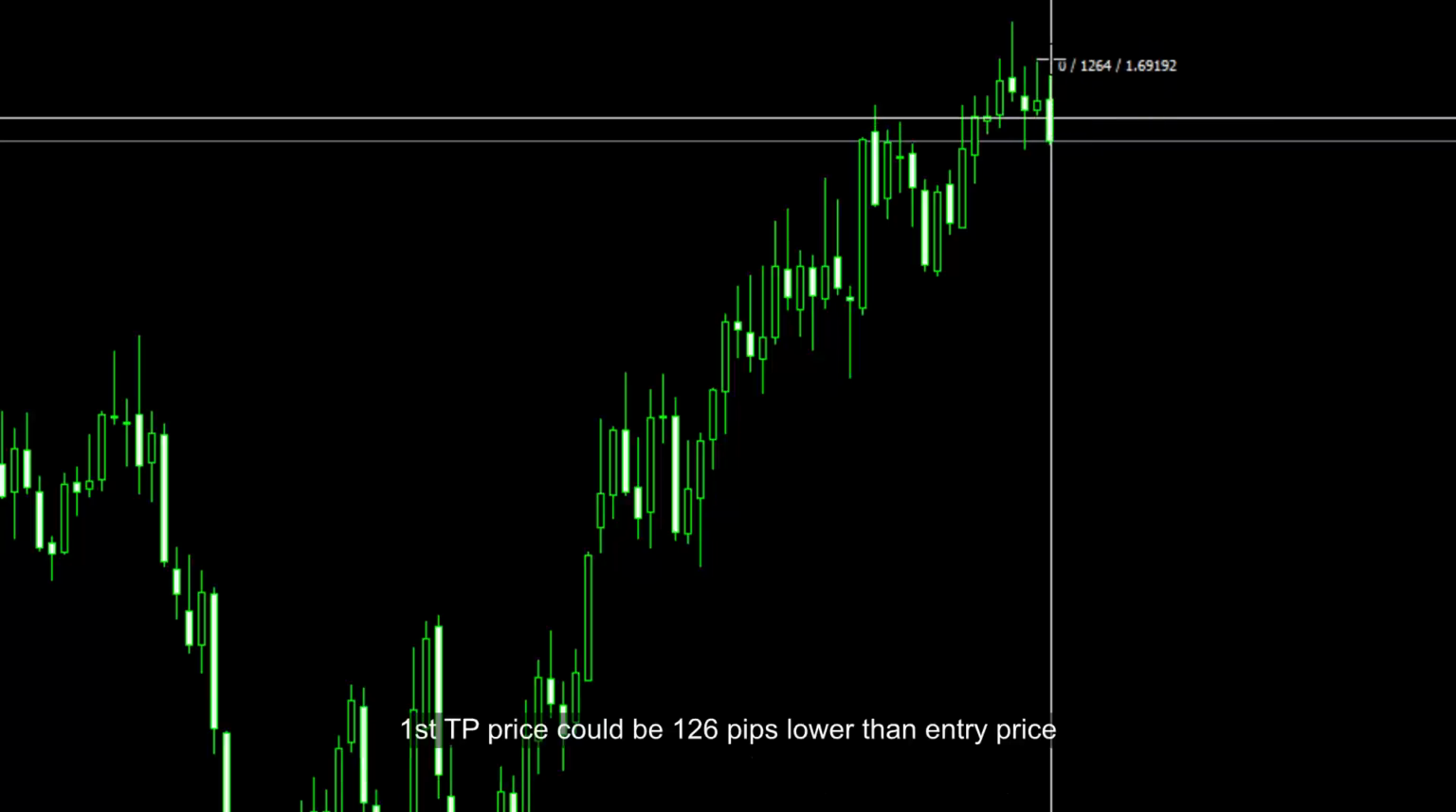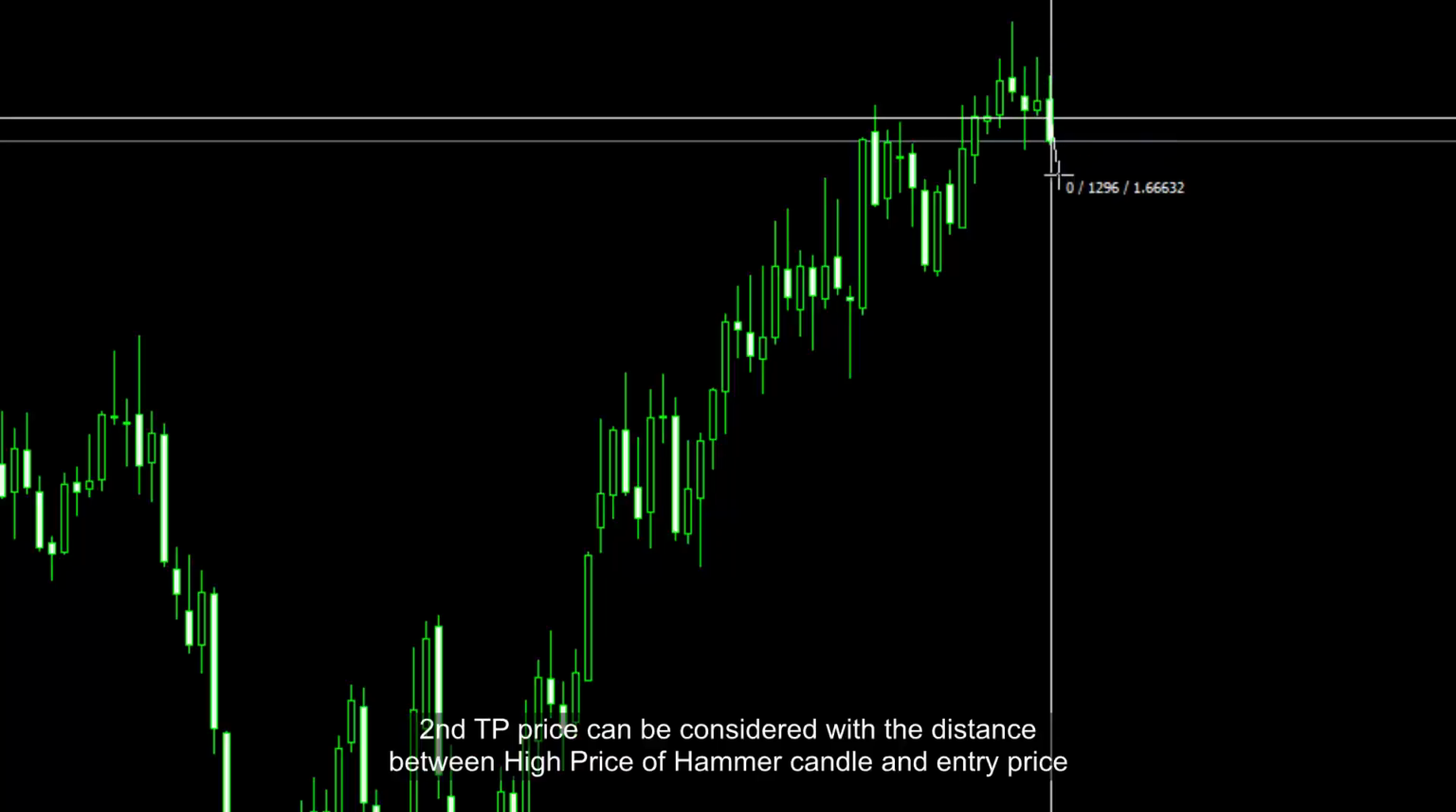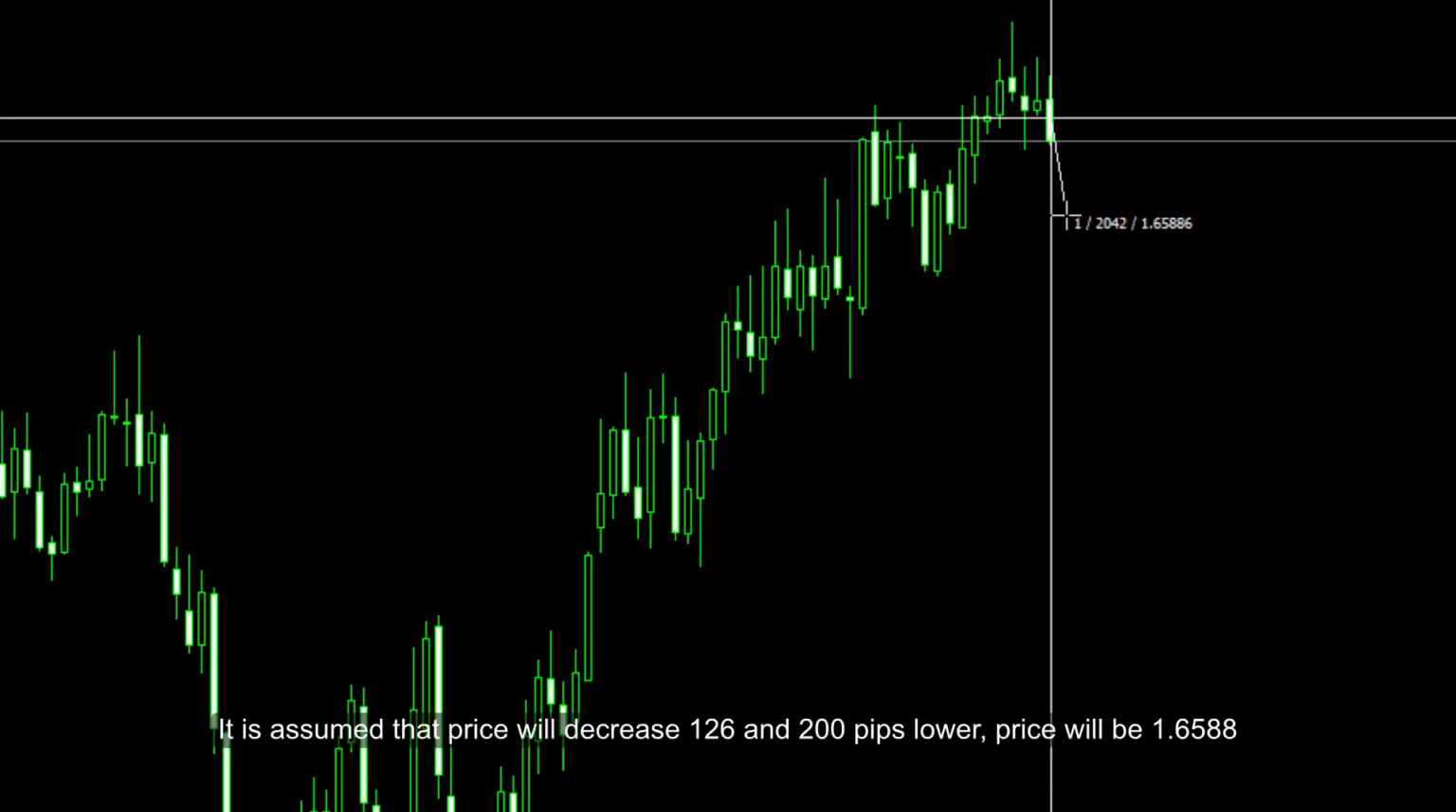The first TP price could be 126 pips lower than the entry price. Second TP price can be considered with the distance between the high price of a hammer candle and the entry price. It is assumed that price will decrease 126 and 200 pips lower. Price will be 1.6588.